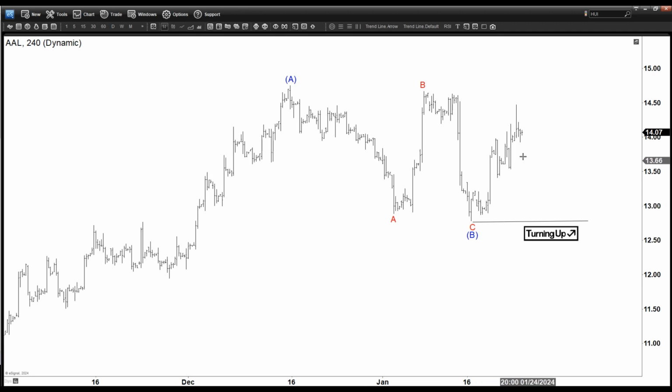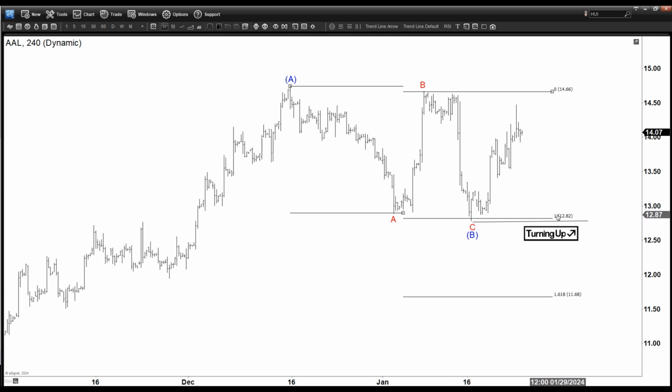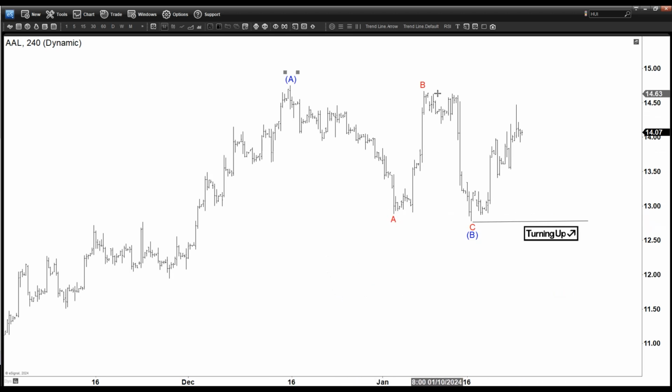Now, a couple of things here. If we look at the structure of the pullback here, what this is telling us is this is definitely corrective. It's only 3 waves, right? It's only 3 waves, ABC, and these 3 waves found buyers perfectly at the 100% extension, right? So there's no impulsive structure that looks like this. You got 3 waves and then rally immediately. Impulsive always looks like 1 2 3 4 5. This is clearly corrective. 1 2 3, 100% rally, right? So this clue here is telling us that eventually we're gonna break above this A.